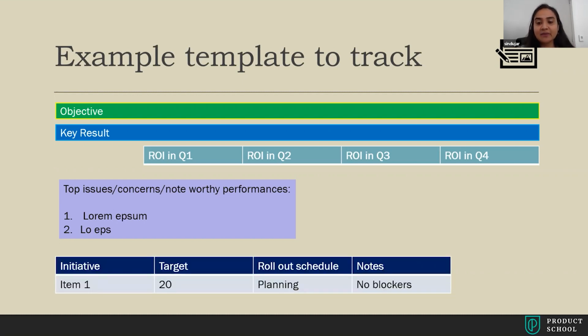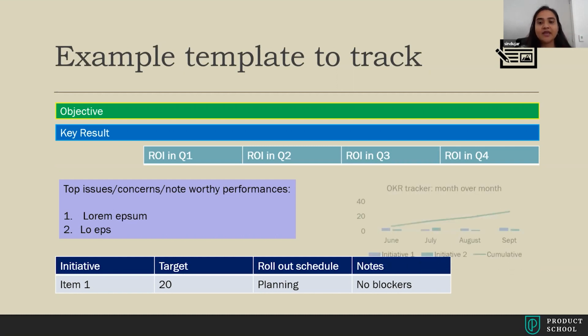This is a table of initiatives that you want to run, saying my initiative item 1, my target is going to be 20 people that I'm adding via this particular initiative. What is your rollout schedule? Like, where are you in the rollout schedule? I'm in the planning process. And do you have any blockers, or do you want to take down any notes that you've learned so far? No blockers. It looks like I am on track to roll it out in the production data that I have set up for.